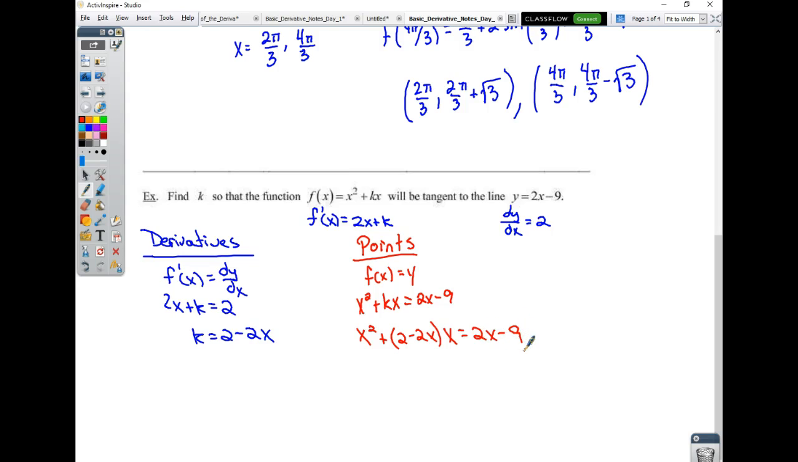Oh my god, that's a lot of x's. Let's try to make some of them disappear. If I distribute this, I get 2x and I get negative 2x squared. So x squared minus 2x squared is negative x squared. And then this is going to be plus 2x is equal to 2x minus 9. Ooh, I like that.